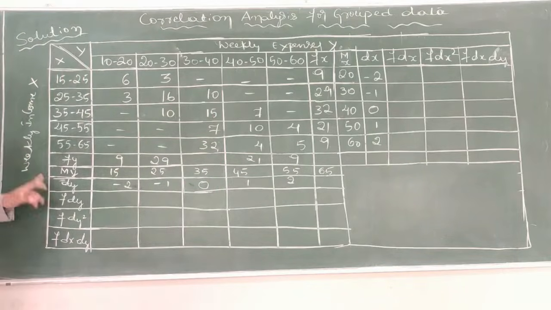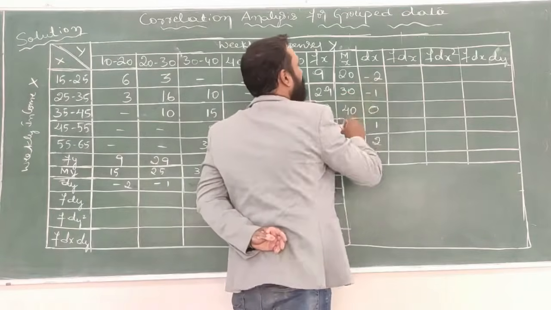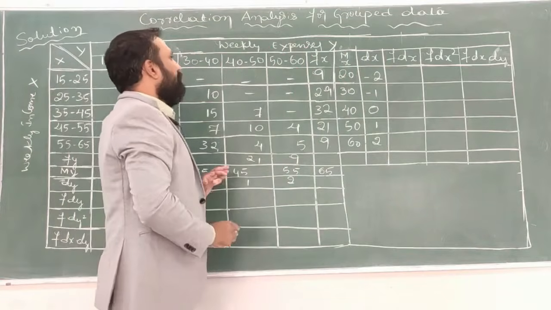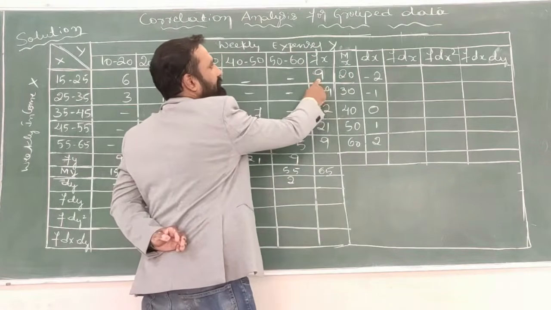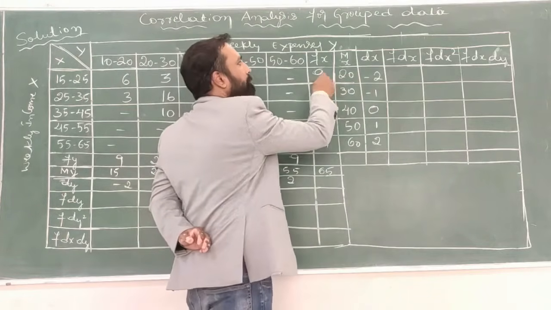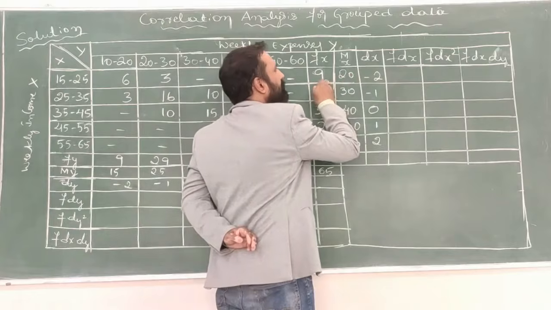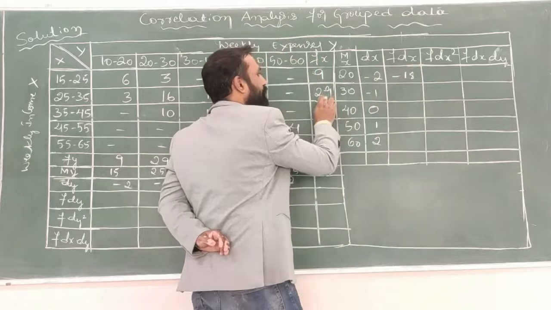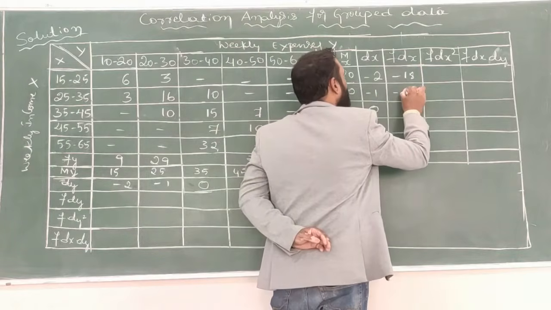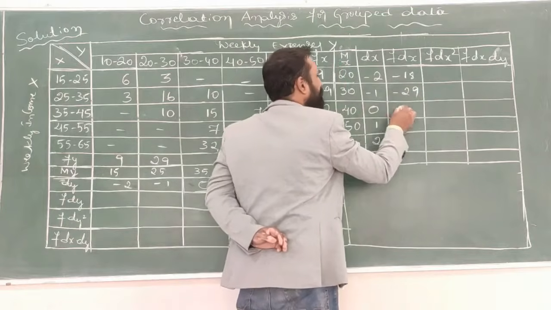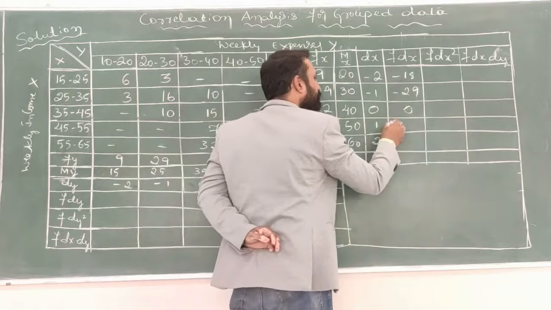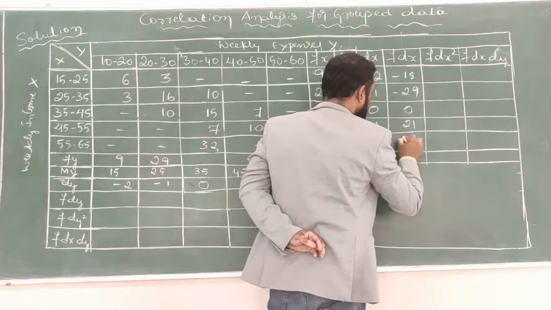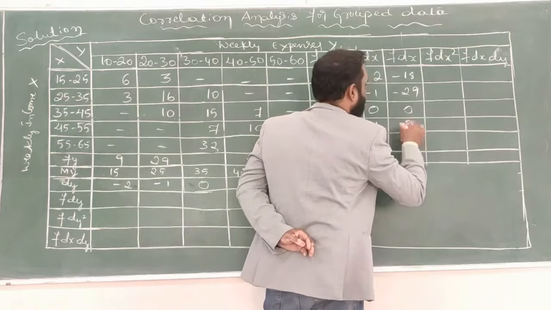The next is what? F dy means what? F into dy and f into dx. How do we calculate f into dx? This is the frequency of x and this is dx. So we have to multiply fx into dx, means 9 into -2 is -18. Next 29 into -1 is -29. Next 32 into 0 is 0. Next 21 into 1 is 21. The next 9 into 2 is 18.